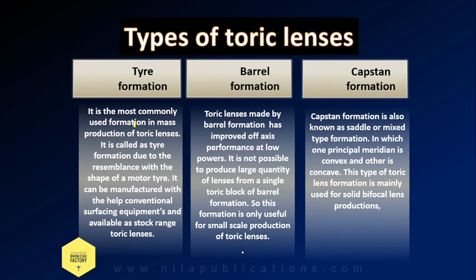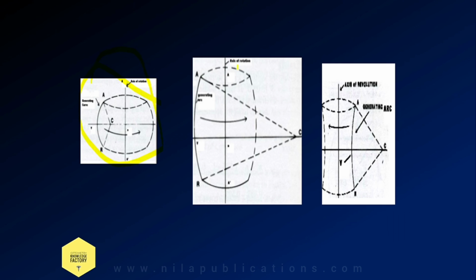Then the last one, capstan formation. It is also known as saddle or mixed formation, in which one principal meridian is convex and the other is concave. This type of toric lens formation is mainly used for solid bifocal lens production. This one is the barrel formation and this is the capstan formation.